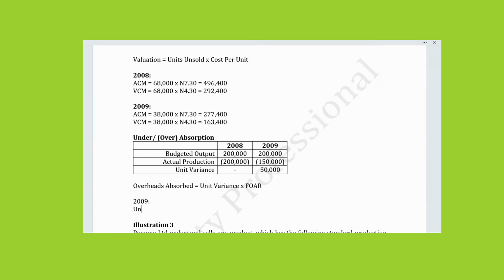So I will then come here, under absorption. Why is it under? Because the budgeted output is higher than the actual output. That's why it is under. If it is under, what do you do? You add. So this will be the unit variance of 50,000 multiplied by the fixed overhead absorption rate of 3 naira. So what do we have here? This will give us 150,000 naira.